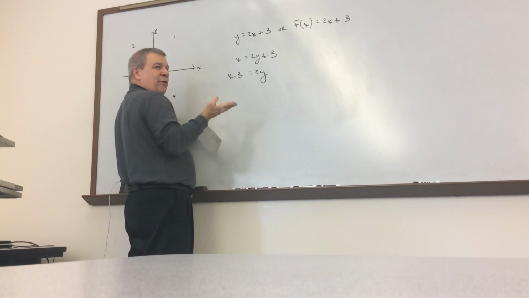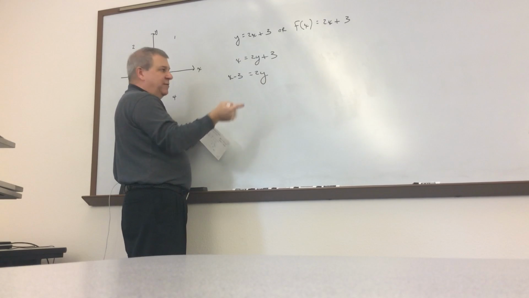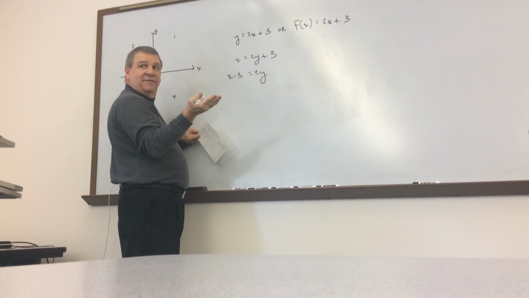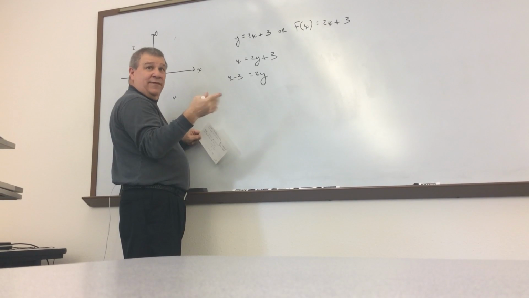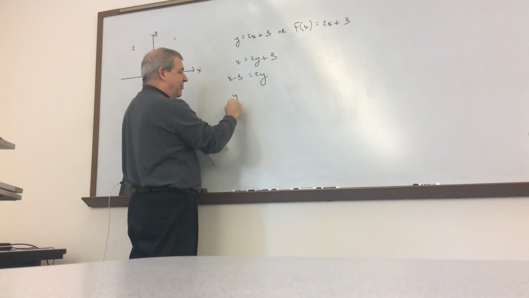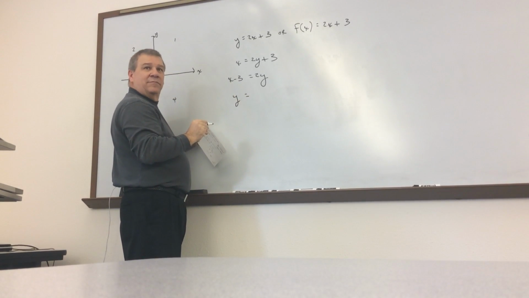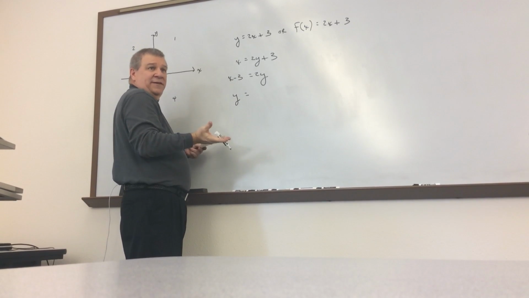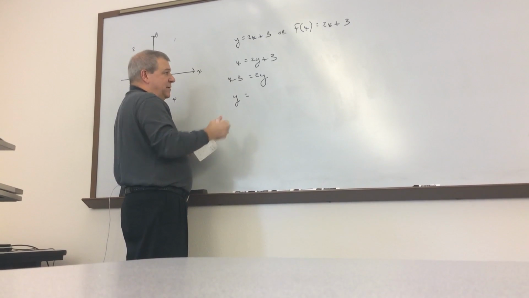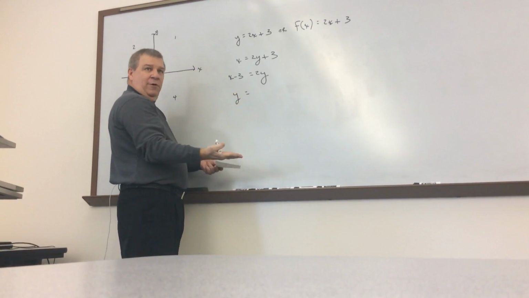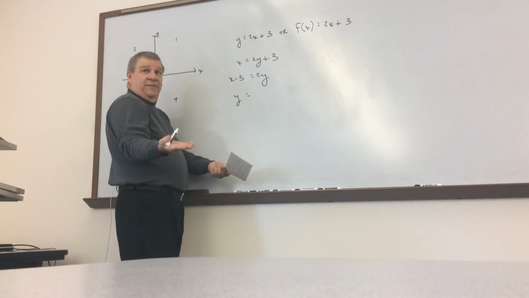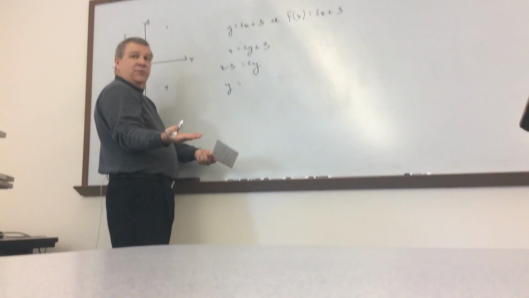And then what would you do to both sides just to get that? This part's easy. Solve for y. What would you do to both sides? Somebody? Yeah. Divide by 2. Divide by 2. So what would y equal? Chris just said divide by 2. If 2y equals x minus 3, what would y equal? He just said just divide both sides by 2.